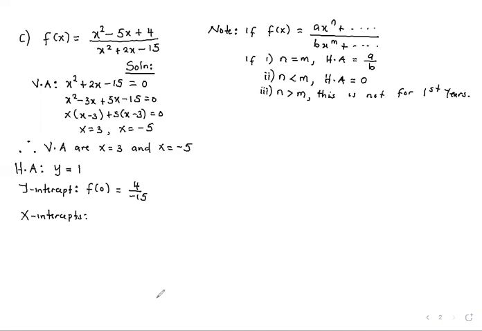The x-intercept, you equate x squared minus 5x plus 4 is equal to 0. So you do something like x squared minus x minus 4x plus 4 is 0. So you have x minus 1, x minus 4, x minus 1 is 0. So you get x is equal to 1 or x is equal to 4. These are the x-intercepts.